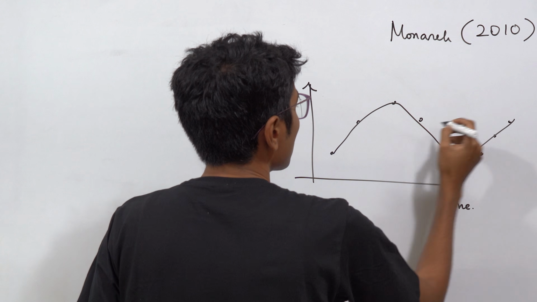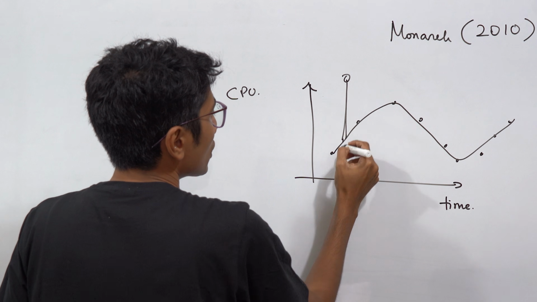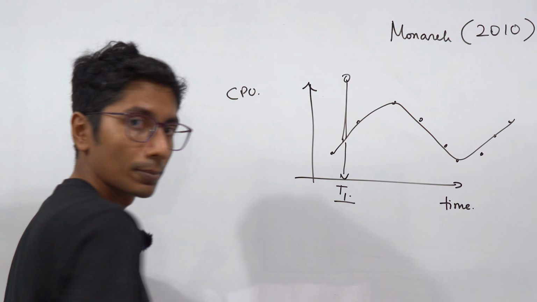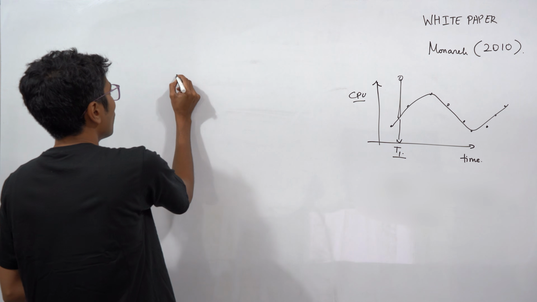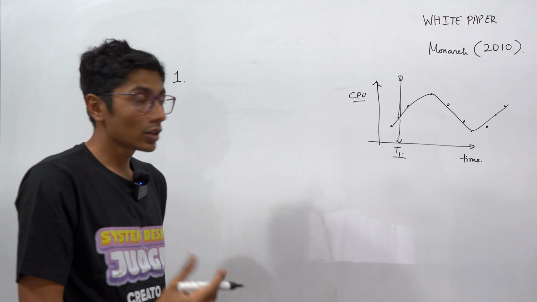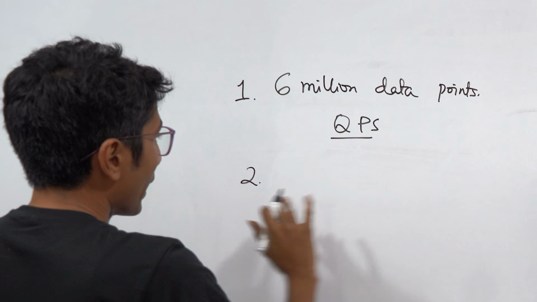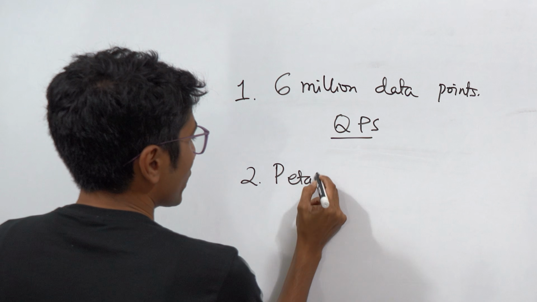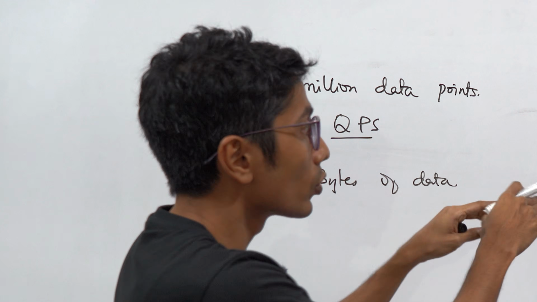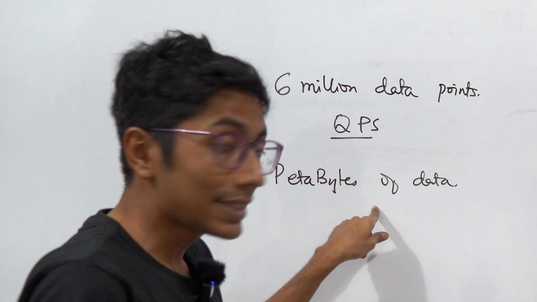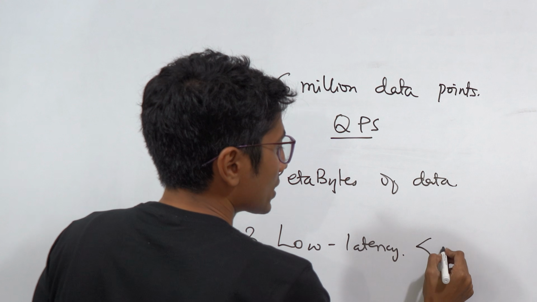You might also notice that there is a spike at one point, in which case you might want to dig into this position, timestamp T1. What makes Monarch unique is the scale at which Google operates. The amount of data that is being pushed in per second is 6 million data points. In total, it is petabytes worth of data. And since it is a time series data store which will be used to track metrics in real time, this is going to need very low latency. I'm talking about less than 100 milliseconds.